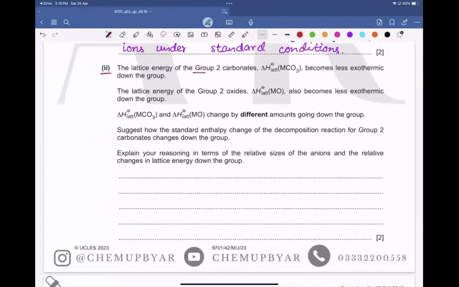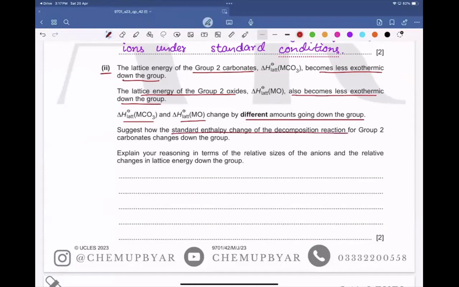Now, part 2. The lattice energy of group 2 carbonates becomes less exothermic down the group. Yeah, they become less exothermic down the group. The lattice energy of group 2 oxides also becomes less exothermic down the group. The lattice energy of metal carbonate and metal oxide changes by different amounts going down the group. Okay. So explain how the standard enthalpy change of decomposition for group 2 carbonates changes down the group. Explain your reasoning in terms of the relative sizes of anions and relative changes in the lattice energy down the group.